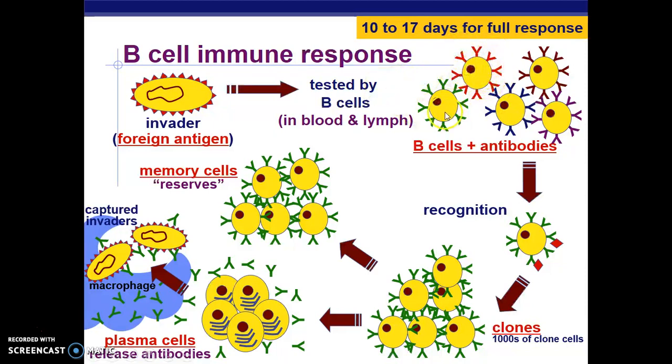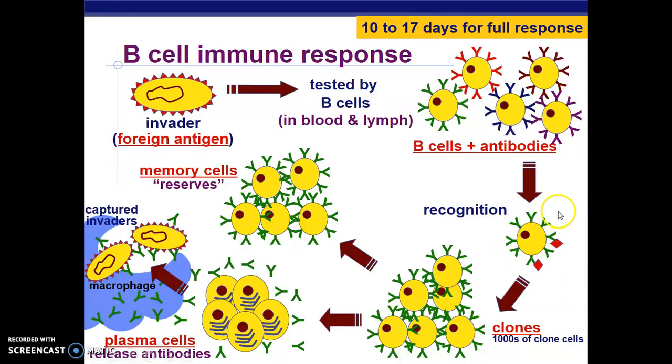So it takes some time for the B cells that have the right antibody to find the pathogen and be able to bind to the antigen. But as you see here, the one that is green is able to bind to the antigen. So here we have the B cell with the right antibody that can recognize the antigen because it's the right shape.